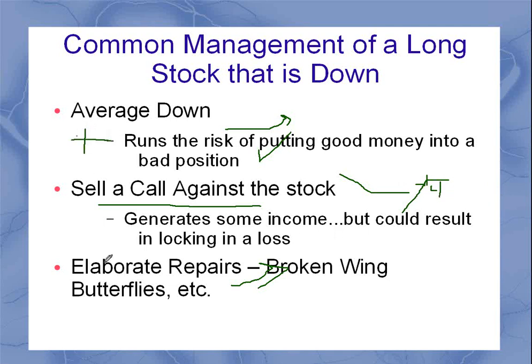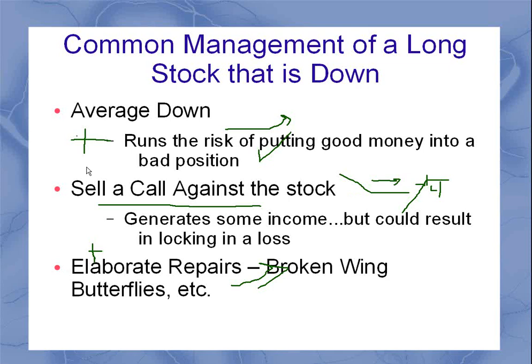So the averaging down, and the more elaborate repairs, those require a bullish move on the stock after the decline. Selling a call against it is really a neutral repair strategy. We don't want the stock to move back up after the decline. You want it to kind of hang or stagnate to see what can happen as well.